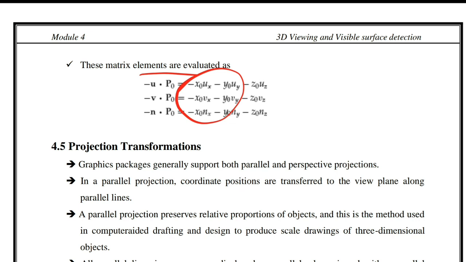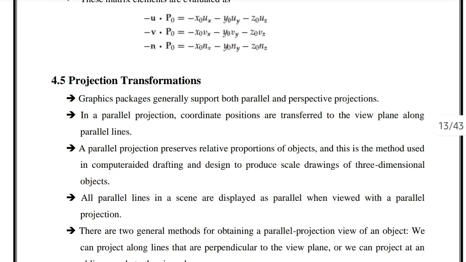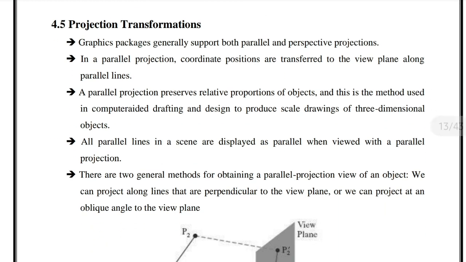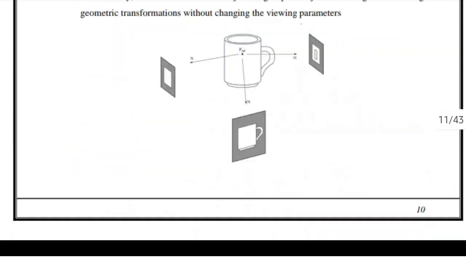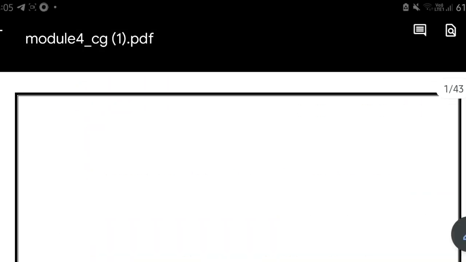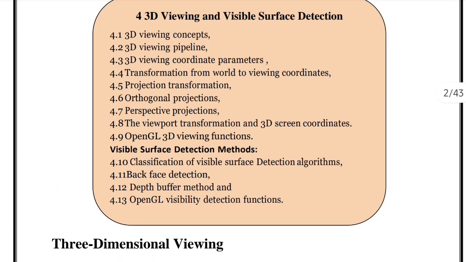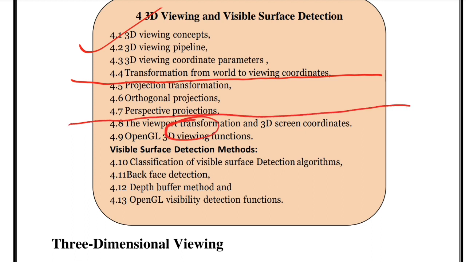answer sheet. Okay, so let's move on to the fifth topic, which is projection transformations. Before moving on to this topic, let me tell you that the first third of this module is over. In the first third of the module we discussed these four topics. The next three topics we will do in this way, and then we will be doing these things. Then the first half of the module will be over.